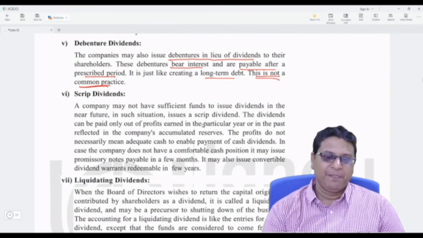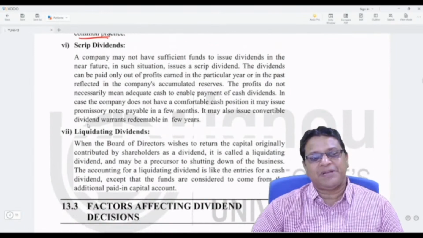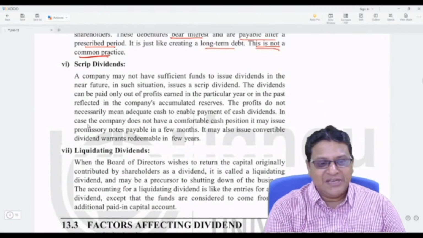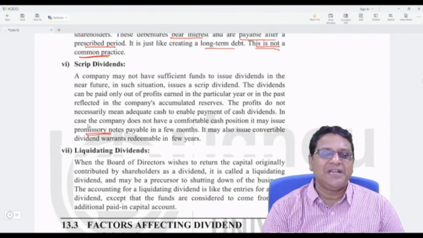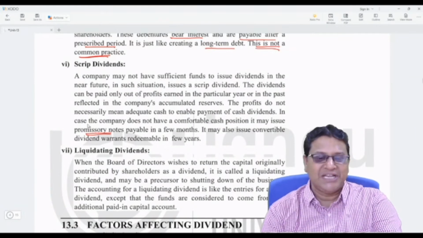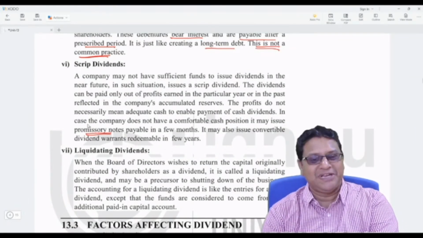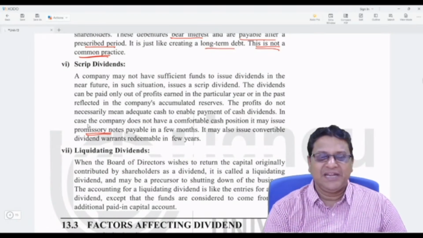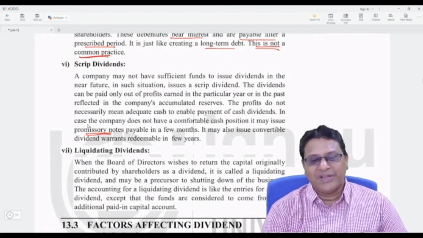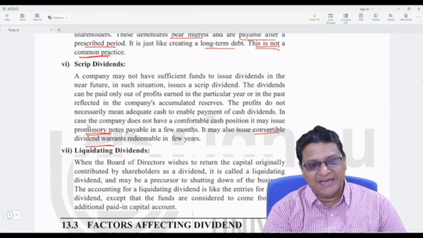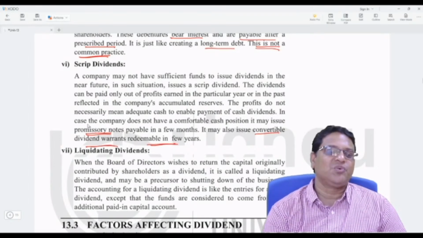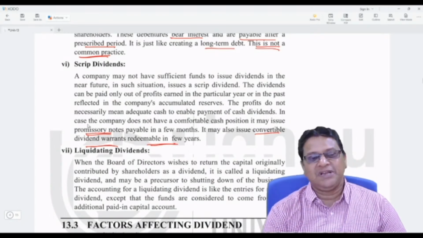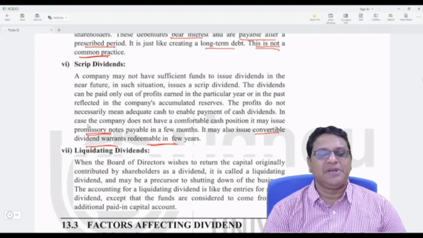Next one is scrip dividend. What is scrip dividend? In case of scrip dividends, the dividends are paid in form of promissory notes. That means instead of paying dividend, the company gives a promissory note to you. That means I will pay the dividend after 5 months, after 8 months. So if the company pays dividend in form of promissory notes or in form of convertible dividend warrants redeemable in few years, that is known as scrip dividends. In Indian Companies Act, scrip dividend is not allowed. But in Foreign Companies Act, the scrip dividends are allowed.